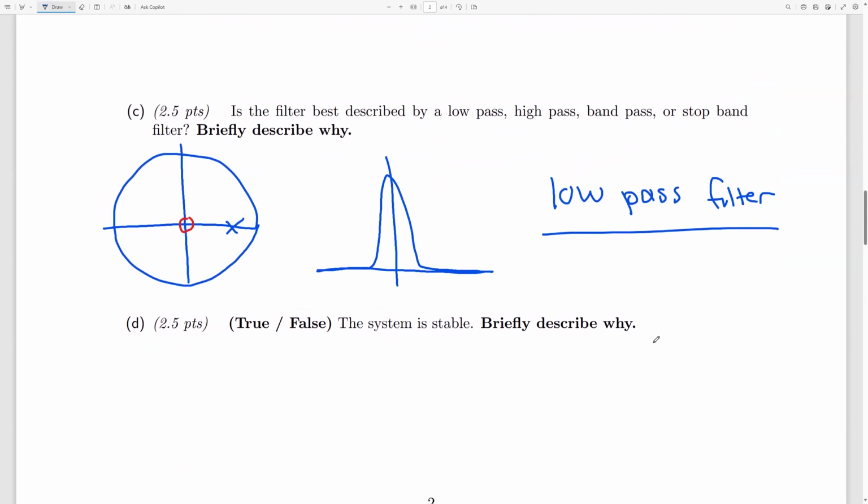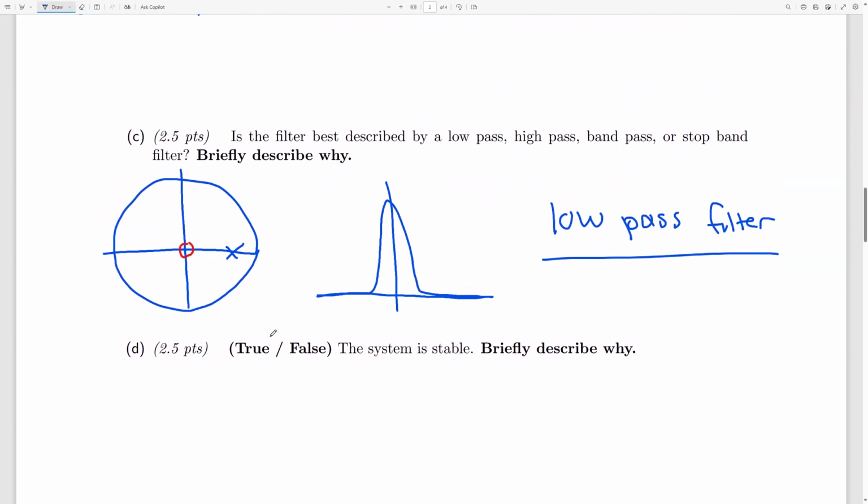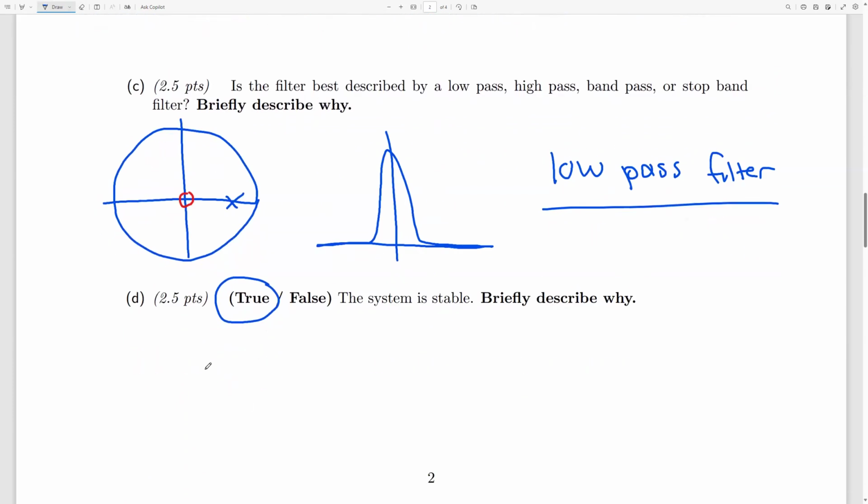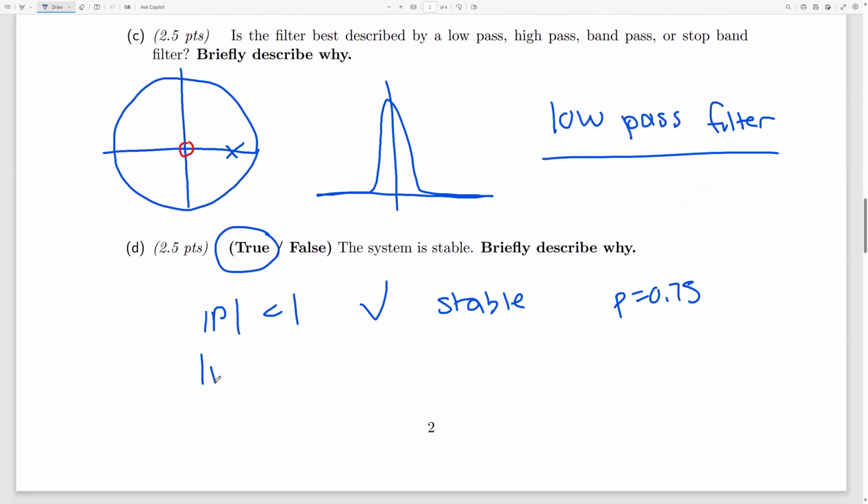Lastly, is the system stable? Briefly describe why. This is an instant answer of being true. How do you know this? You just need to check if the poles are less than 1. If the poles are inside the unit circle, then that would mean it is stable. In this case, your pole is p equals 0.75. The other case, obviously, is if your check was p greater than or equal to 1. If so, this would be unstable. And that'll be all. Your answer is it's stable.